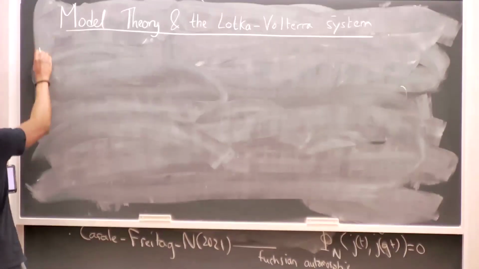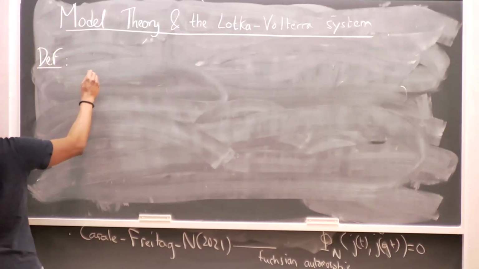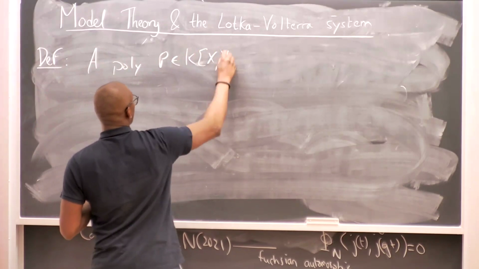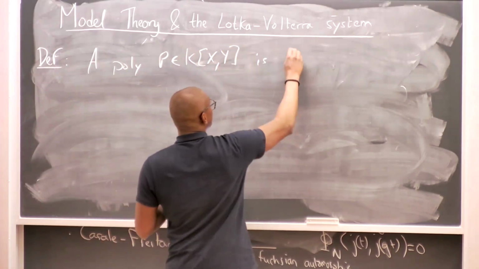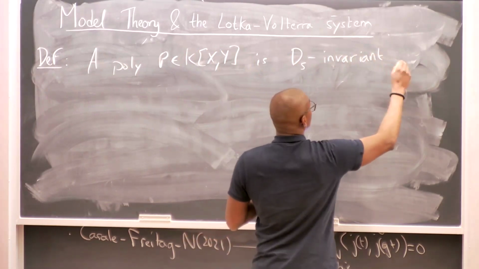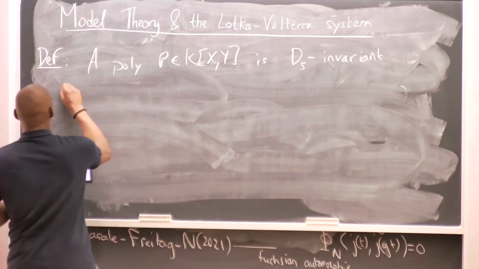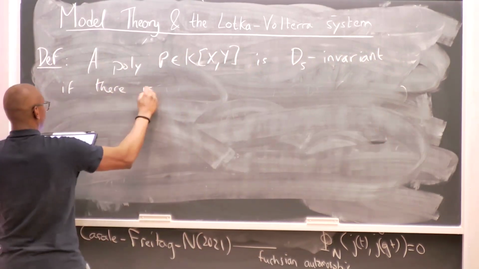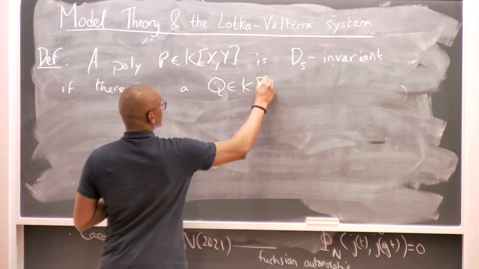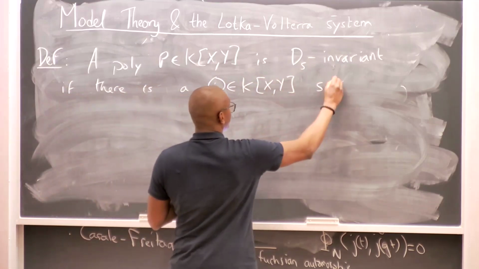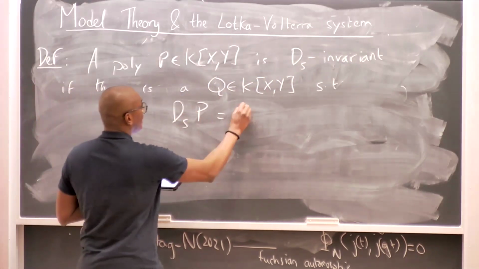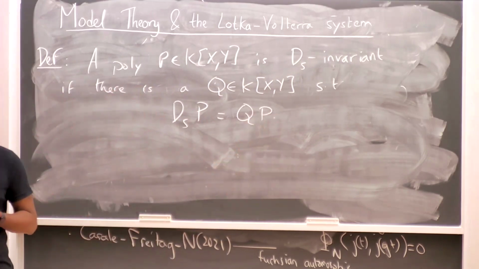So, definition. A polynomial P in K[x,y] is DS invariant, or I will simply say invariant if the system S is clear, if there is a polynomial Q in K[x,y] so that when I apply the derivation to P, I have that product of polynomials.